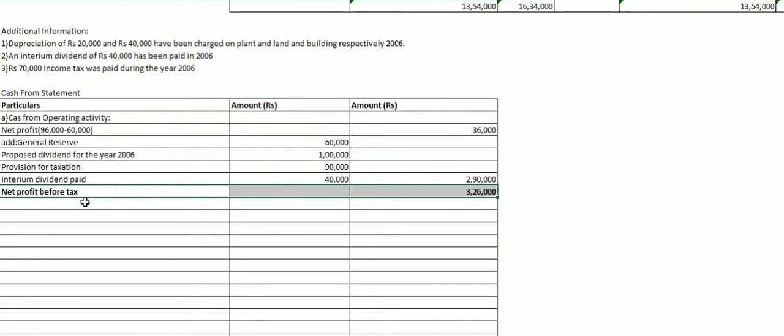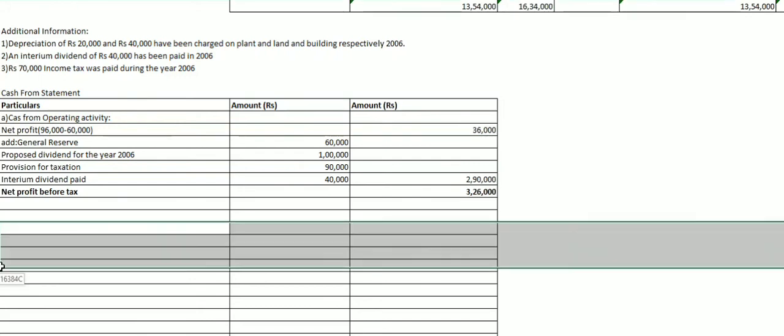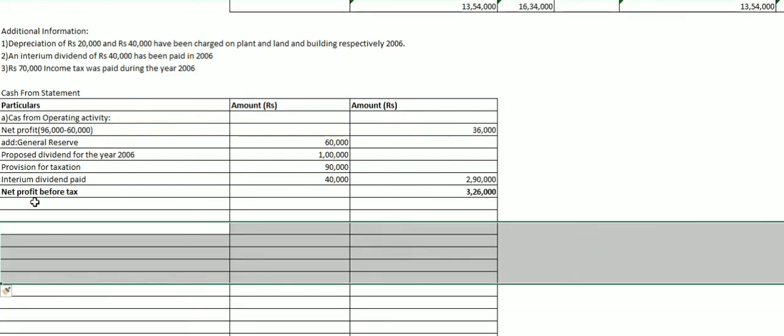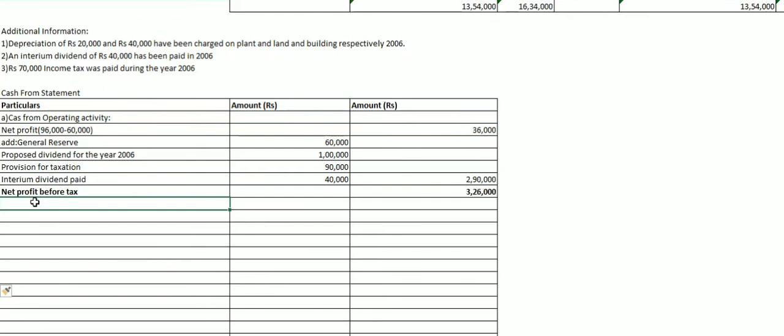Sometimes in the question itself they will give the net profit before tax. At that time you need not add all such things. Only when they give net profit, which is your profit and loss account, that time you will add such things. If they give net profit before tax, you will directly start out with your adjustments for non-cash and non-operating expenses. So now we'll move on to the adjustment for non-operating or non-cash expenses.